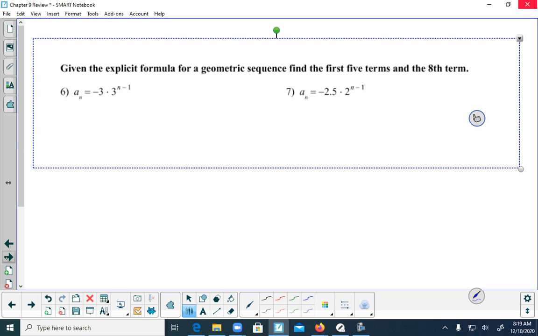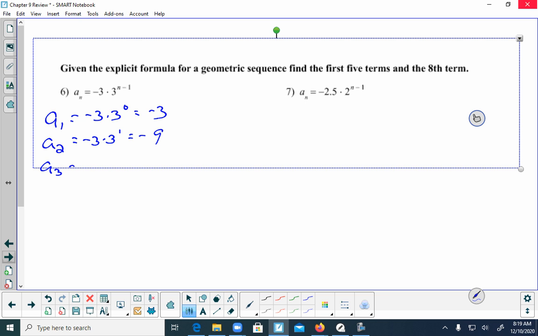The next one says, given the explicit formula for a geometric, so now we're switching to geometric, find the first 5 terms and then find the 8th term. So to find the first 5 terms, I'm just going to substitute 1 in. So this will be to the 0 power, so that'll be negative 3. To find the second term, this will be negative 3 times 3 to the first, which will be negative 9.